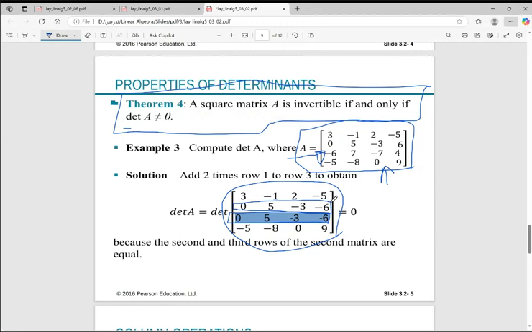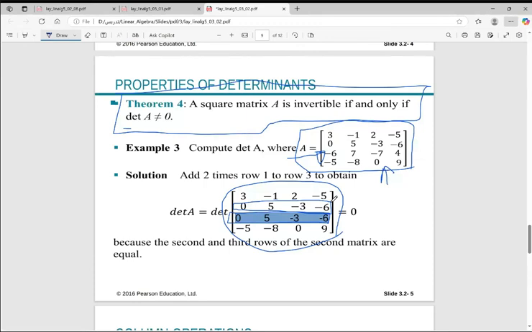So what is the determinant of such a matrix? What is the determinant of a matrix whose 2 rows are exactly the same? It is always 0.